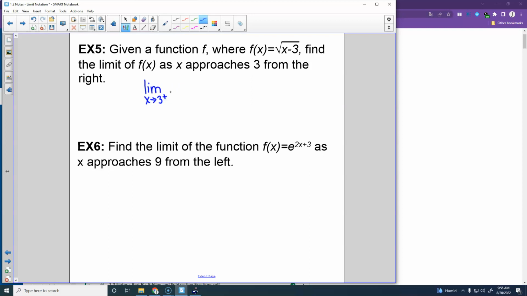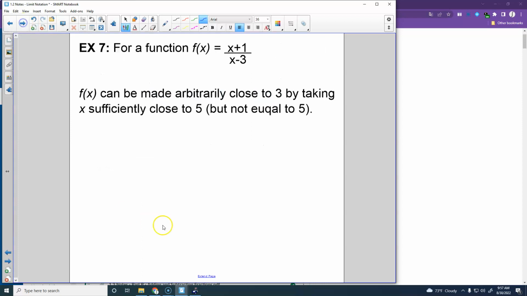And because they told us what f of x equals, you can do either the limit of f of x as x approaches 3 from the right, or you could do the limit as x approaches 3 from the right of the square root of x minus 3. So you could use the function notation for the expression, or you could just use what it actually equals. And for time's sake, I'm going to skip number 6 so we can do the ones that are worded a little differently. 6 is worded basically the same here. It's from the left, so you put negative there.